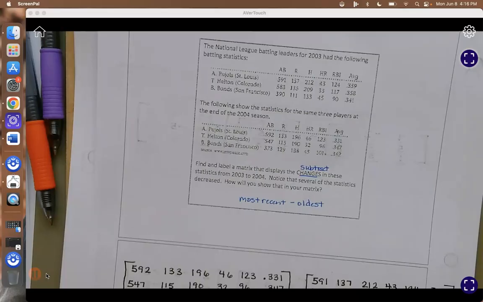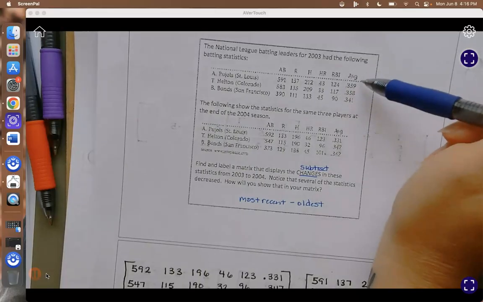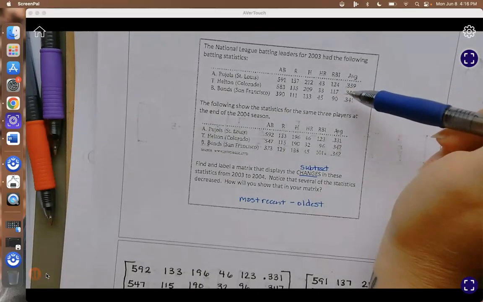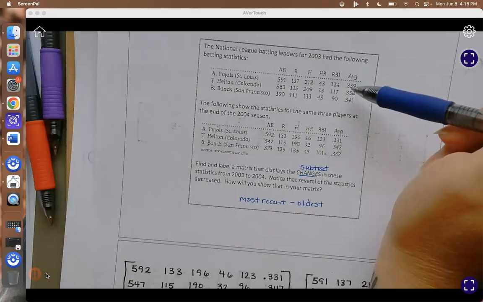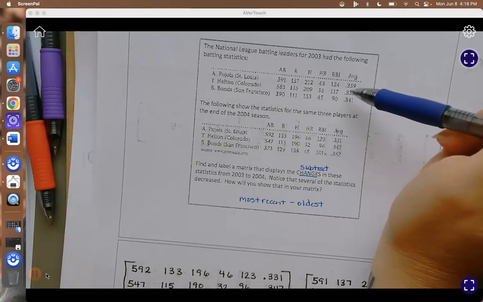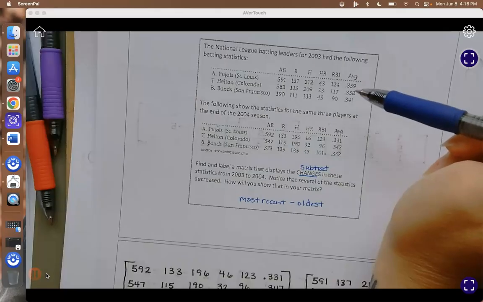And for those of you that are not sports people, the .359 means that Pujols hit the ball 35.9% of the time he was at bat. And I mean, that's pretty good. I know you might not think it's pretty good, but that's pretty good.